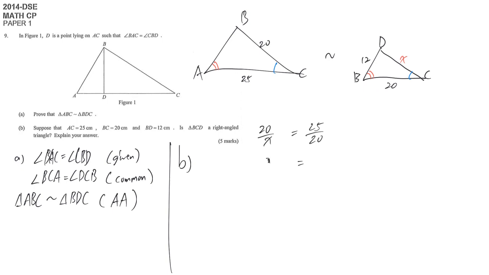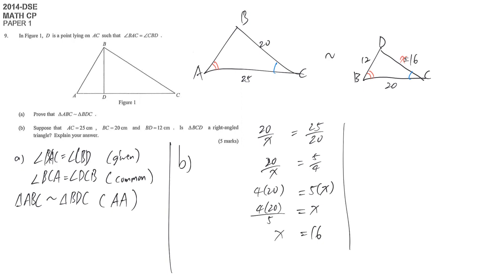So 4 times 20 is equal to 5 times x, both sides times 4x. Therefore, x is 4 times 20 divided by 5. x is equal to 16. Now we already know this is 16. Then we have to prove whether it is a right angle or not.